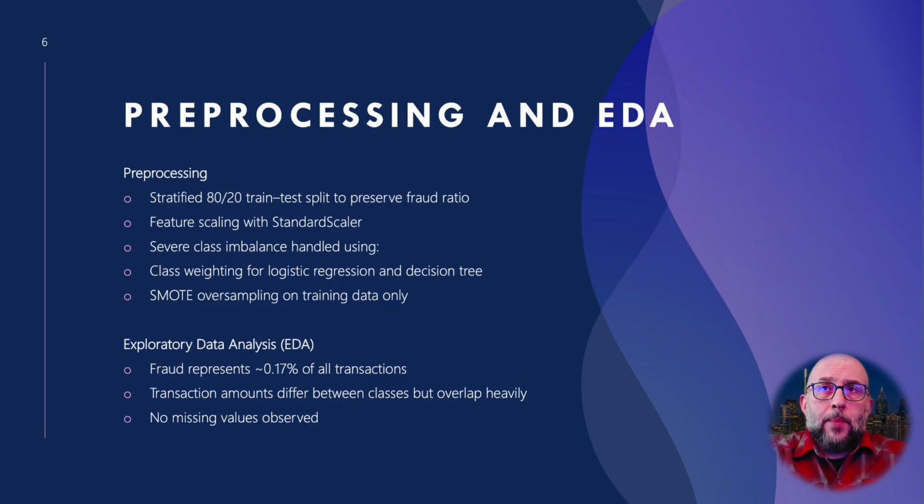Now let's talk about my pre-processing and exploratory data analysis. I performed a stratified 80-20 train test split to preserve the fraud ratio. All features were scaled using standard scaler, which is important for models like logistic regression, PCA, and neural networks. For class imbalance, I used 2 approaches: class weighting for logistic regression and the decision tree, and SMOTE oversampling on the training set, only for the random forest and neural network.